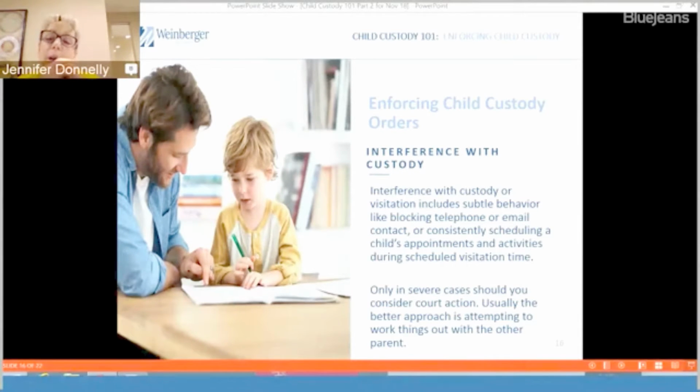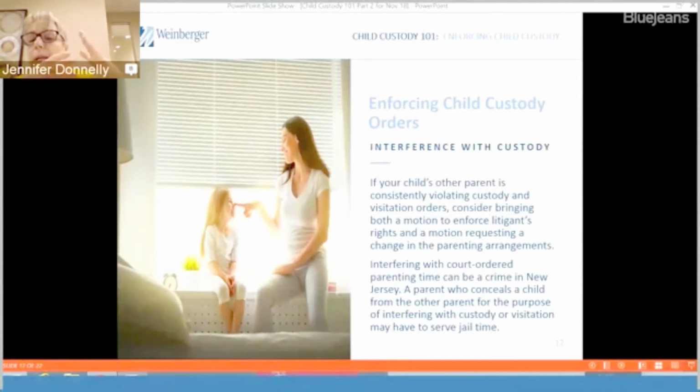If your child's other parent is consistently going against your custody order or your parenting time, you may want to consider going to court and filing a motion, and the motion is called the enforcement of litigants' rights. You may even want to include in that a request to change parenting arrangements.